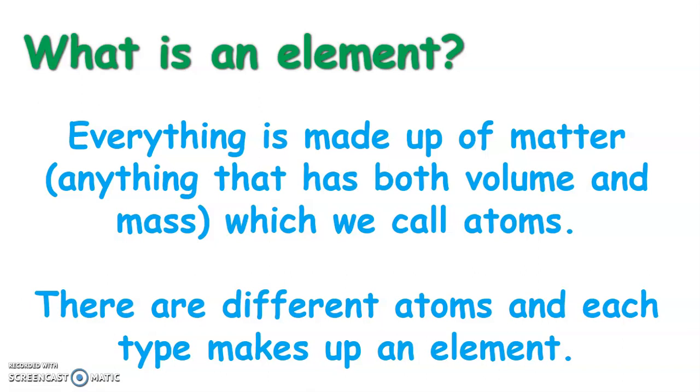Not all atoms are the same as each other. Different elements have different types of atoms. Different elements have different properties because of that. But within any element, all the atoms will be the same. They will all be atoms of that element. Likewise, any substance that is made up of only one type of atom is what we call an element.